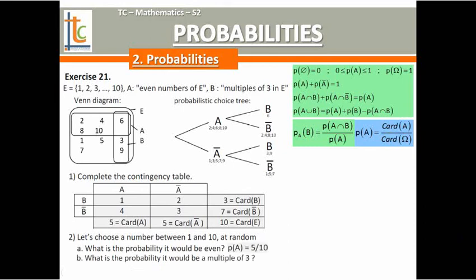What is the probability it will be a multiple of 3? With the same reasoning, 3 over 10.